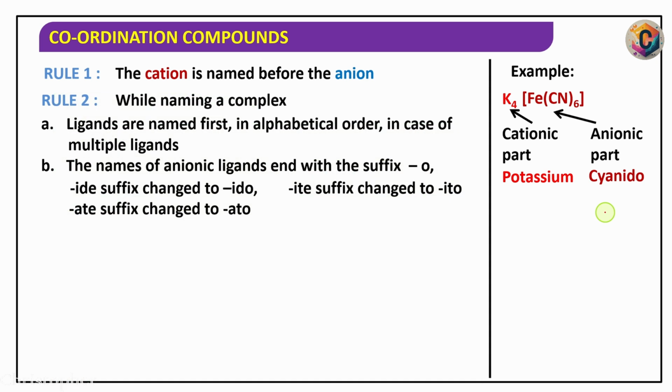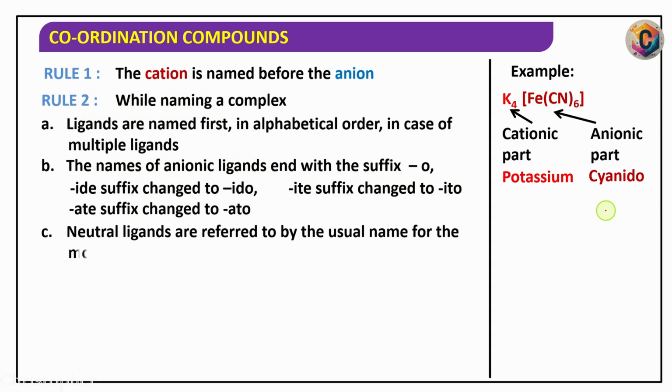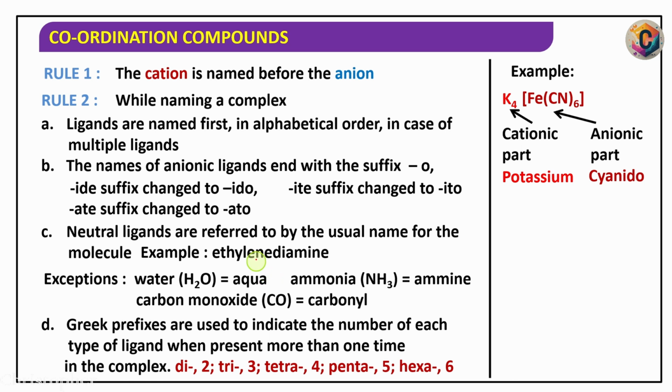Got it? Okay. Now, if you have any neutral ligand in your complex, for which there is no charge, it has to be given by its usual name. Example, ethylenediamine. There are some exceptions also. For water, you have to give the special name aqua. For ammonia, NH3, you have to give the special name ammine. For carbon monoxide, you have to give carbonyl. So these three neutral ligands come often.